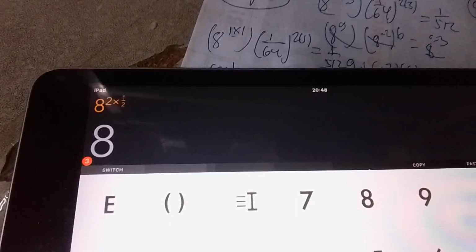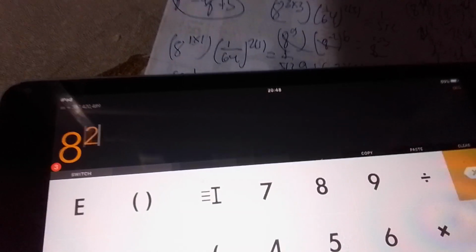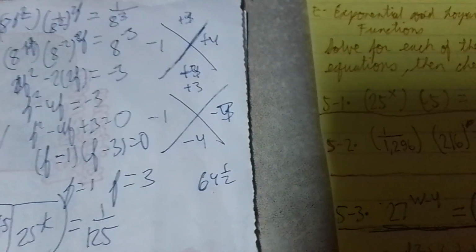Yes, the 2's cancel, which will just leave you with 8 raised to the first power. And that gives you 8. That's why I said you can also rewrite roots as fractional exponents. For example, I told you 64 raised to the 1/2 power is the same as taking the square root of 64, which will give you negative 8 or positive 8.